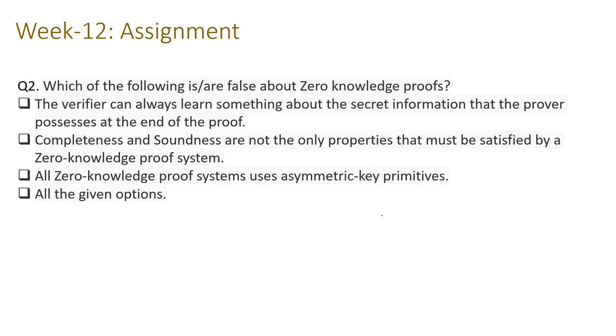Okay, so coming to the next question: which of the following are true or false about zero knowledge proofs? The verifier can always learn something about the secret information that the prover possesses at the end of the proof. So is this true or false?